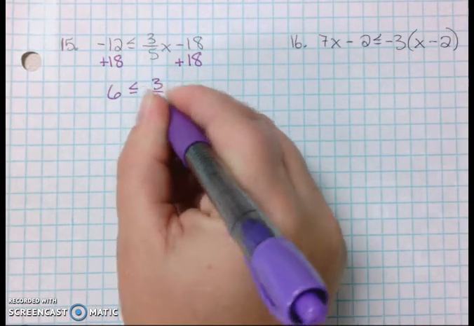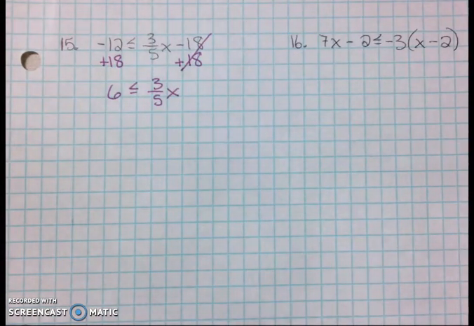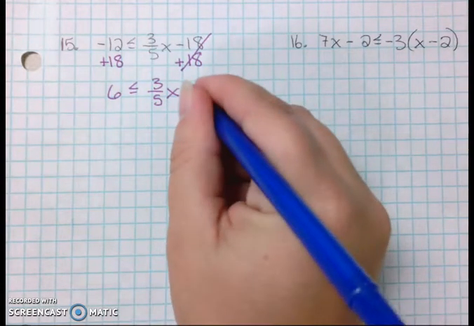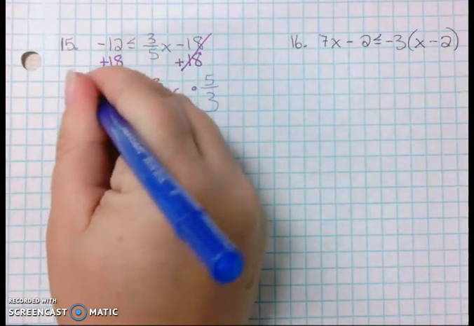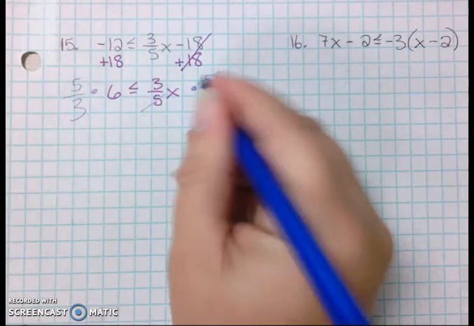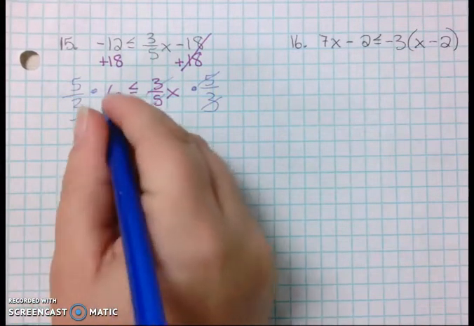Then we have the 3/5 times x. These 18s cancel out. And then remember, to get rid of a fraction, you multiply it by the reciprocal. So I flip it, multiply it by the reciprocal. So times both sides by 5 over 3. So remember, these 5's cancel, these 3's cancel, leaving me with x. Then here, put 6 over 1.